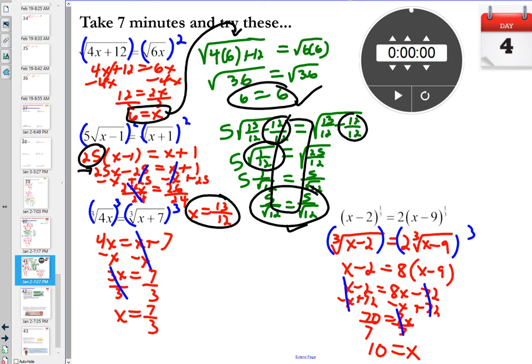And then the last two are, if you want to say, the easier ones, because they're both odd indexes. You do not need to check for extraneous. I got 7 over 3, then I got 10. If you got something different, holla.